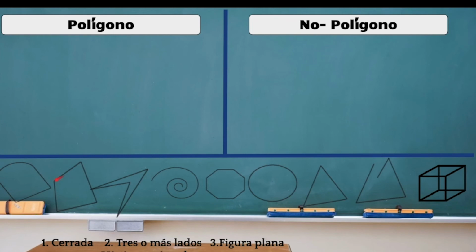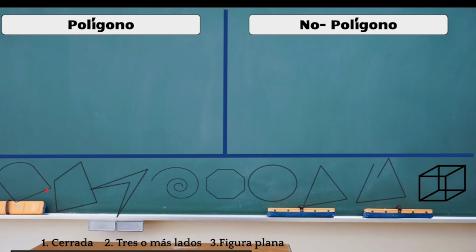Vamos ahora a decidir cuál de estas figuras son polígonos y cuáles no son polígonos. Toma en cuenta que tenemos que pensar si son figuras cerradas, si tienen 3 o más lados, vértices o ángulos, y si son figuras planas.